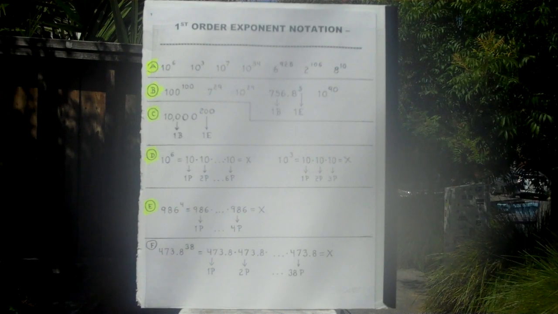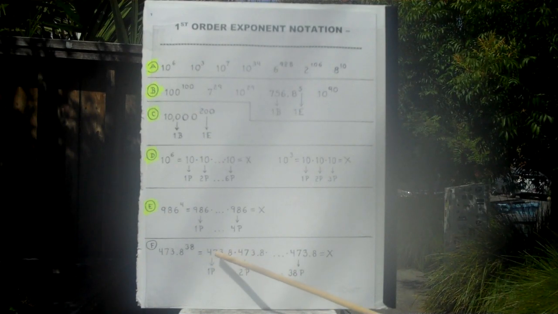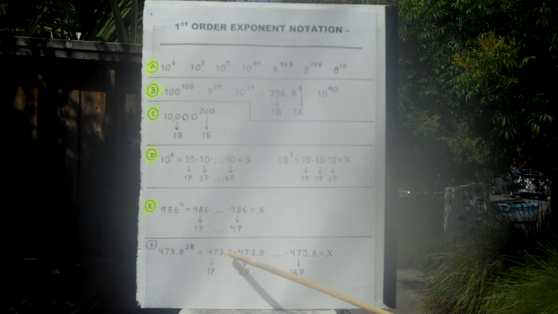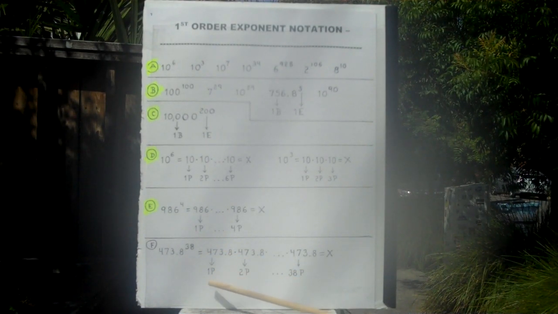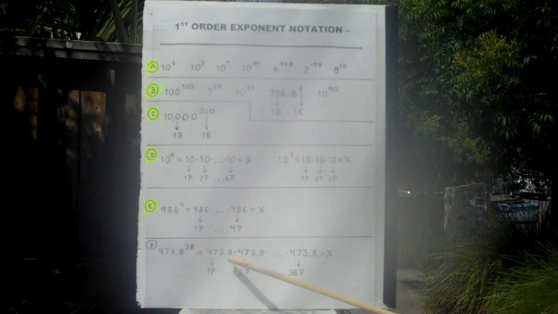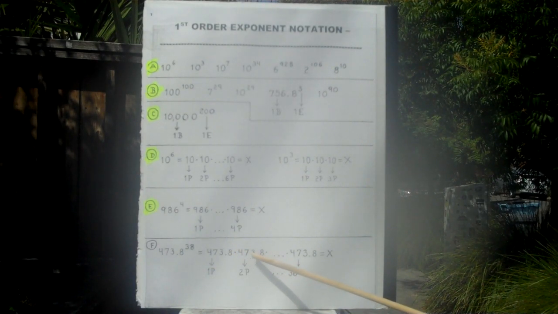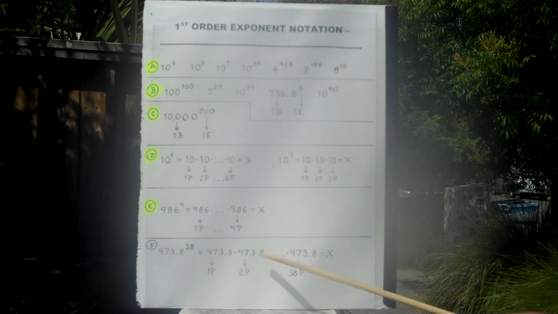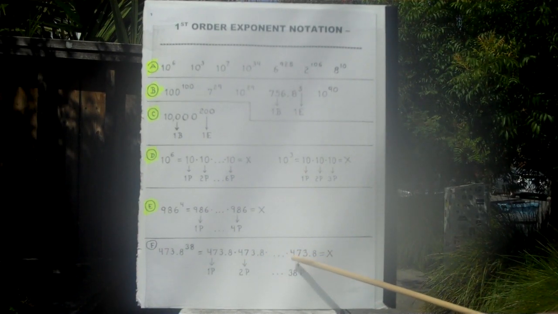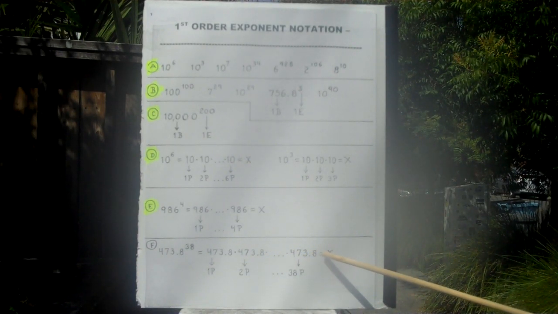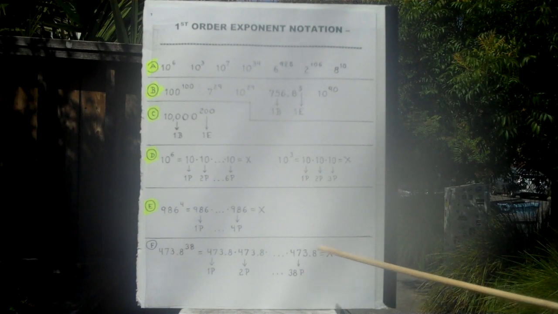Now we'll go to F. 473.8 to the 38th power equals 473.8, which is the first place, times 473.8, which is the second place, all the way to times 473.8 to the 38th place, which equals x.